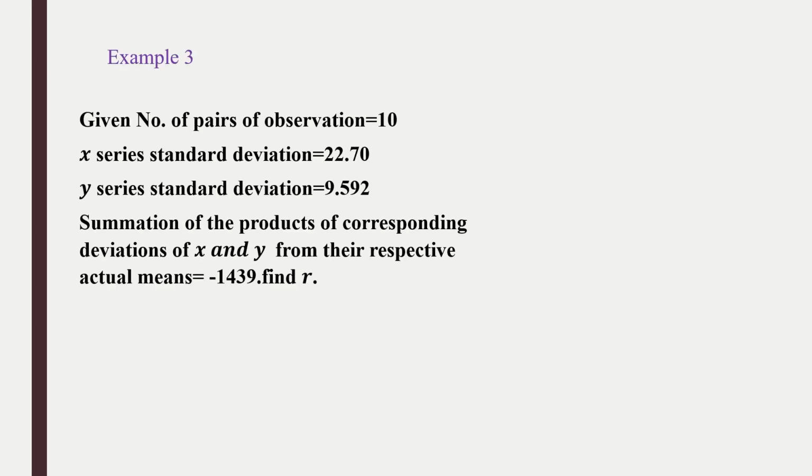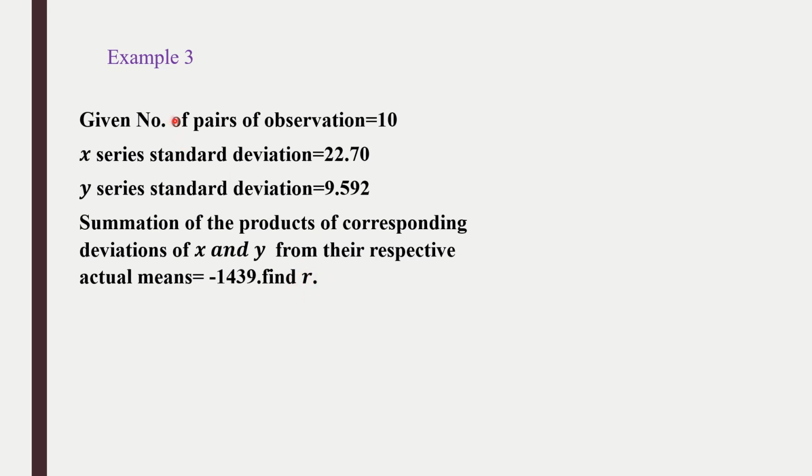Next problem. Given number of pair of observations is 10, X series standard deviation is 22.7, Y series standard deviation is 9.592. Summation of the product of the corresponding deviations of X and Y from their respective actual mean is -1439. Find R. Okay, we have to make use of the Karl-Pearson's coefficient of correlation.